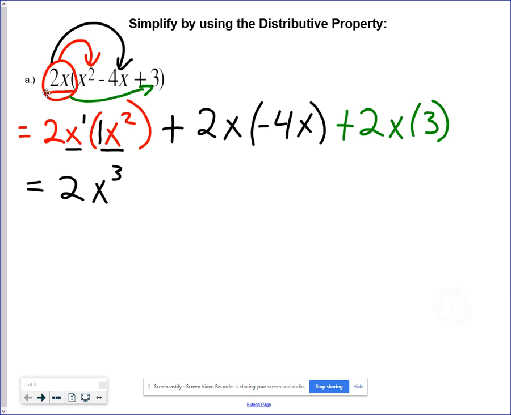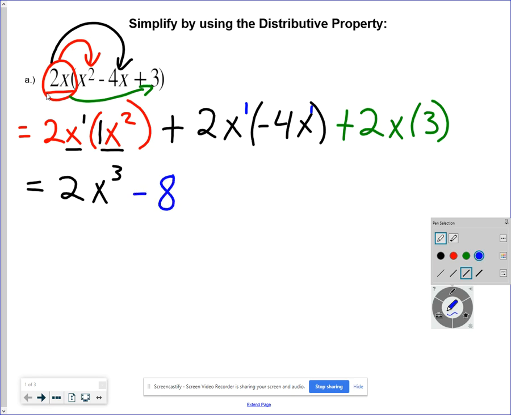The next term, we'll do the same thing. Each x in this term has an exponent of 1. So we'll take 2 times negative 4, which will be a negative 8. Then we'll take x to the first times x to the first, which is x squared.